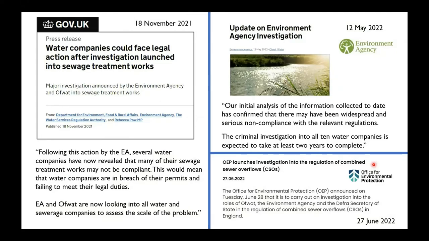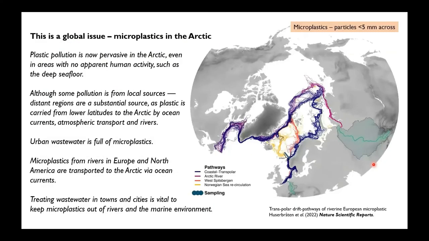The water companies have been investigated by the regulator and also by the Environment Agency for their behavior. And now, because this has been going on for so long, the new Office for Environmental Protection are actually investigating the regulator and the Environment Agency because they have failed to tackle the behavior of the water companies. So this is a local political spat in the UK, and it's a good example of how science is feeding into policy. But this is much more than a UK problem. This is a global issue.